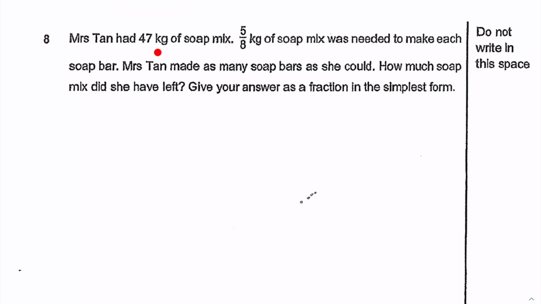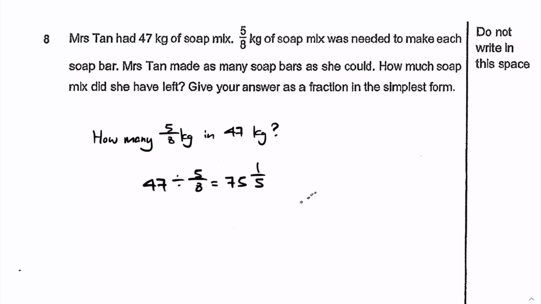Okay, Mrs. Tan had 47 kilograms of soap mix. 5/8 kilograms of soap mix was needed to make each soap bar. So, as many soap bars made as she could. Right, so basically the question is how many of 5/8 kilograms are there in 47 kilograms? That is a division problem, is it not? So, how many 5/8s in 47? So, we'll take 47 divided by 5/8.